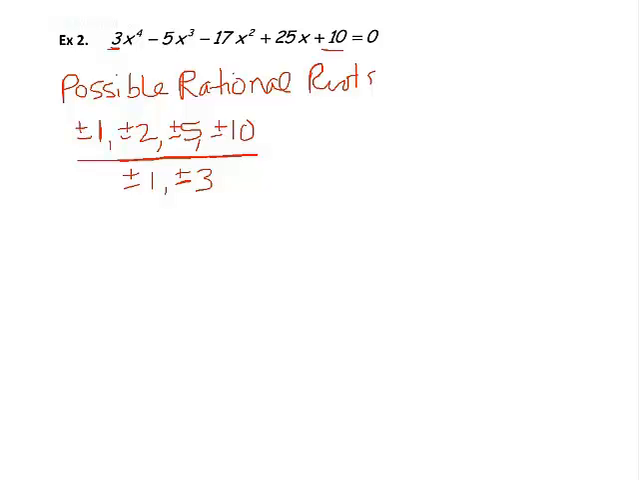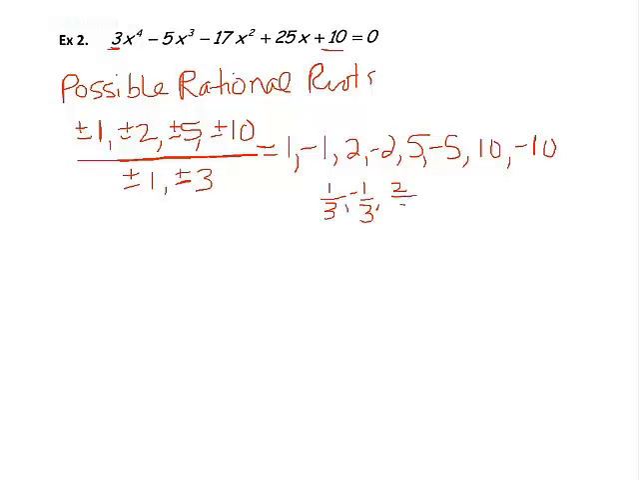We could write them all out. We'd have 1, negative 1, 2, negative 2, 5, negative 5, 10, negative 10. But then we would also have all of those values divided by 3. So we would have 1/3, negative 1/3, 2/3, negative 2/3, 5/3, negative 5/3, 10/3, and negative 10/3. Okay, so lots of possible rational roots.